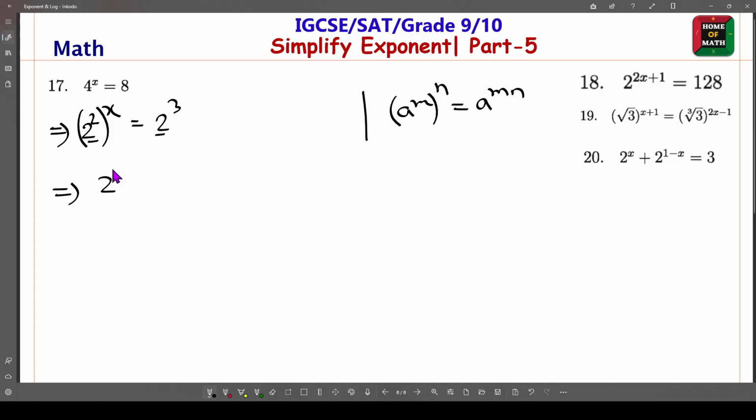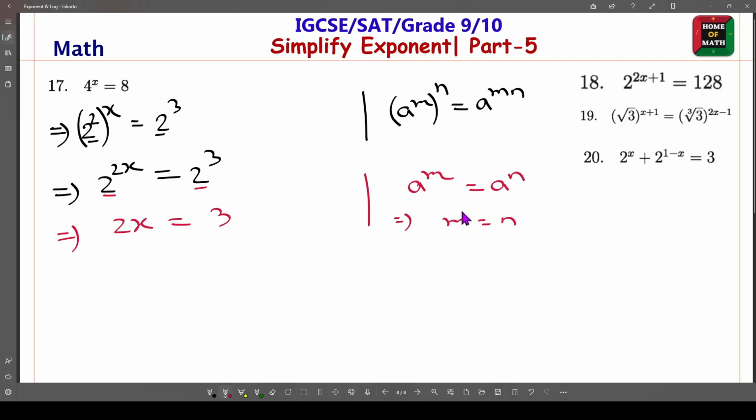Therefore we can write 2 to the power 2x equals 2 to the power 3. Now look, here the bases are the same, so we can write 2x equals 3. How? We know a to the power m equals a to the power n means m equals n. Why? Because once the bases are the same, the powers will be equal. Now we can divide both sides by 2, so x equals 3 by 2. This is our answer.